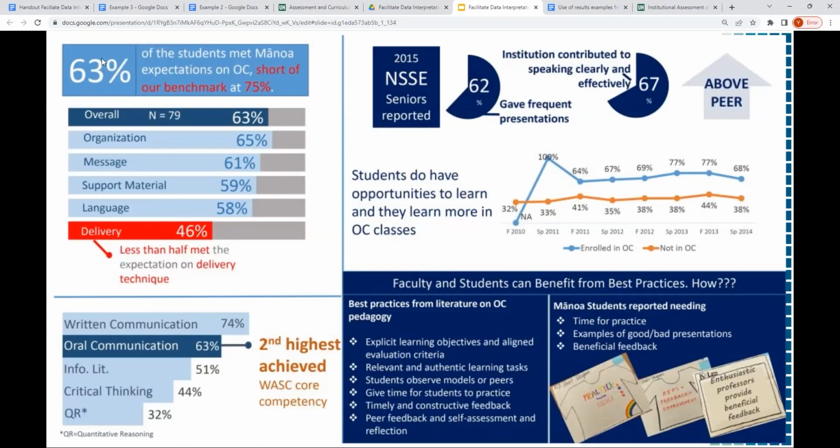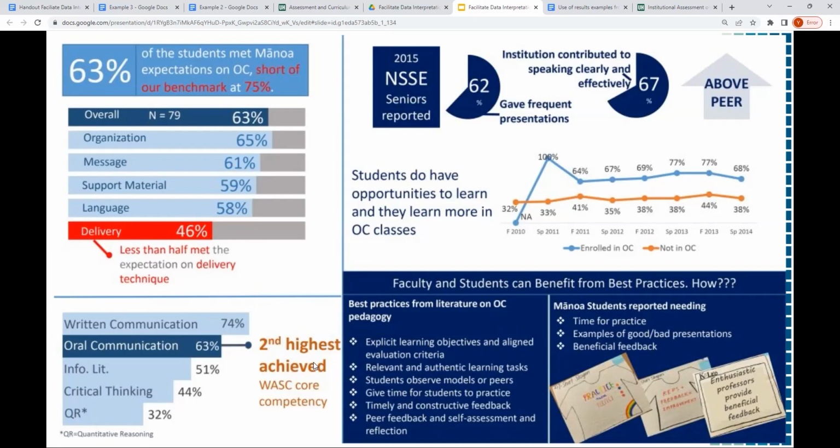Okay, so we understand that in oral communication we did not meet our benchmark. But if you are also accredited by WASC, WASC has 5 core competencies. In terms of the assessment of all of these 5 core competencies, where is oral communication situated? Actually, it's the second highest achieved outcome. So we also don't have to despair. There's hope for us and we can do better, right? We don't have to start from scratch.